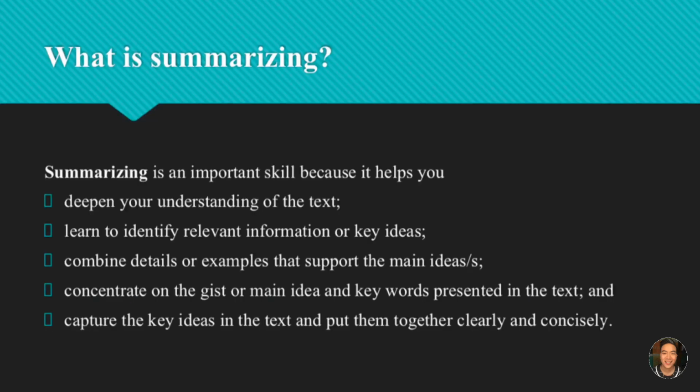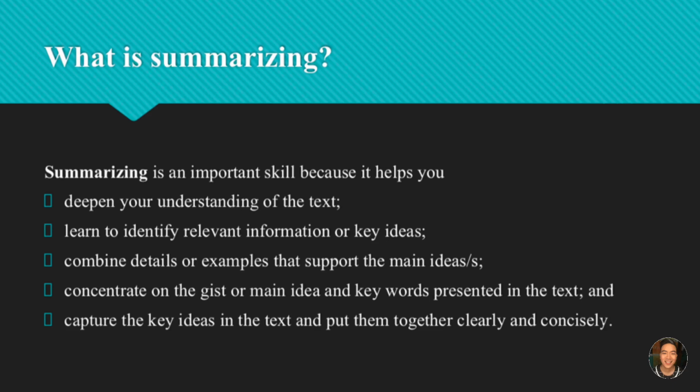Summarizing is an important skill because it helps you to deepen your understanding of the text. By summarizing, you'll be able to understand more what the text is all about. Second is to learn to identify the relevant information or key ideas. Another is to combine details or examples that support the main ideas. It helps you to concentrate on the gist or main idea and keywords presented in the text. And lastly, you capture the key ideas in the text and put them together clearly and concisely.